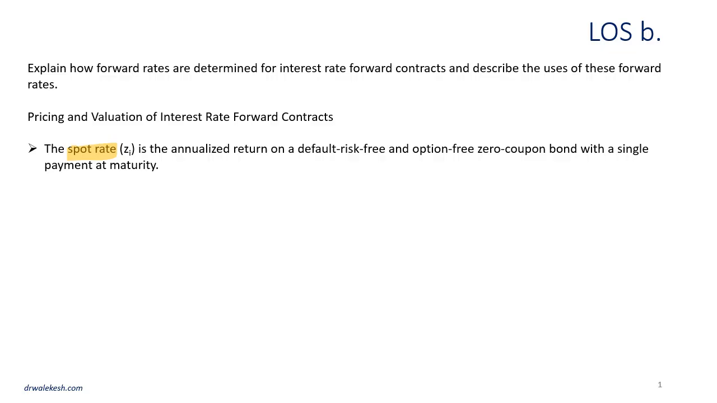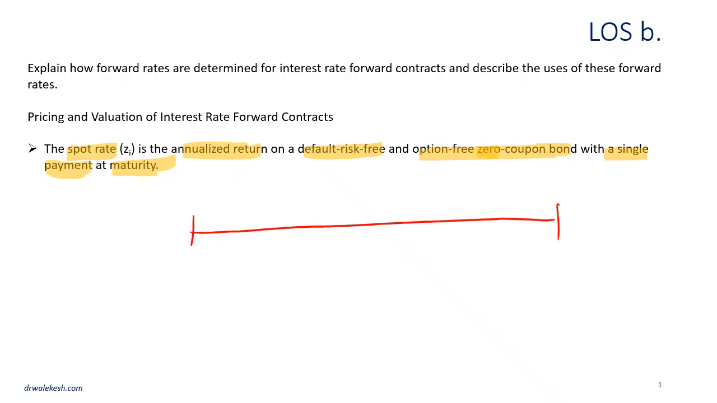The spot rate in this context is the annualized return on a default risk-free and option-free zero coupon bond with a single payment at maturity. So that we are all on the same page, let us look at this example. Imagine you bought a zero coupon bond today at time t equals 0, let's say for 0.90, and you were promised a single payment at maturity of, let's say, $1.